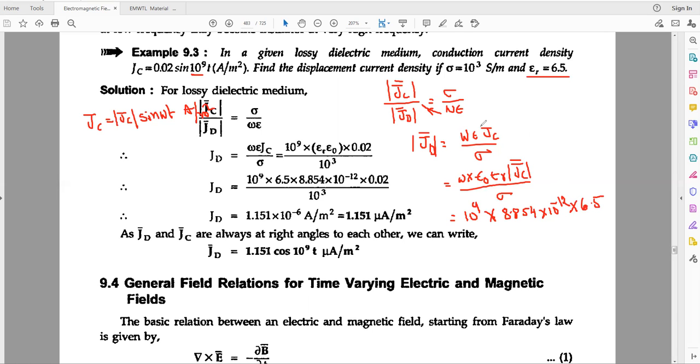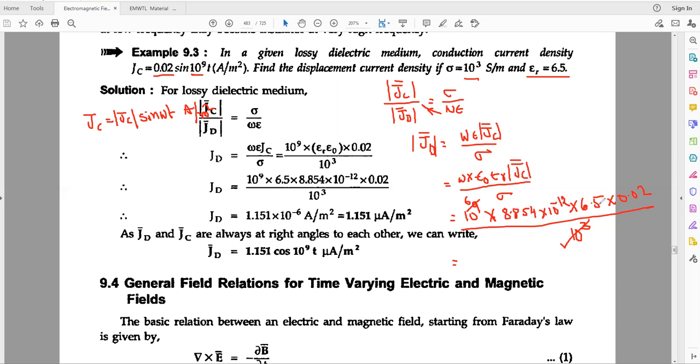And here there is the magnitude of JC. What is the magnitude of JC? Here it is 0.02, substitute the 0.02, whole divided by the sigma. What is the sigma given? 10 power 3. It's the conductivity, 10 power 3. So here the 10 power 3 and here the 10 power 9 gives 10 power 6. Got it, Madhu?